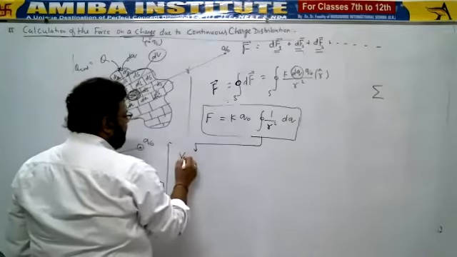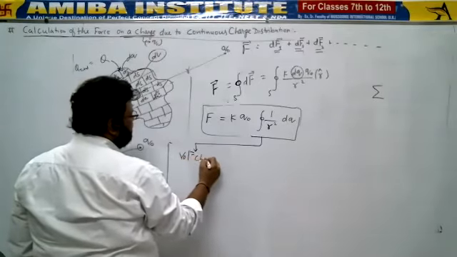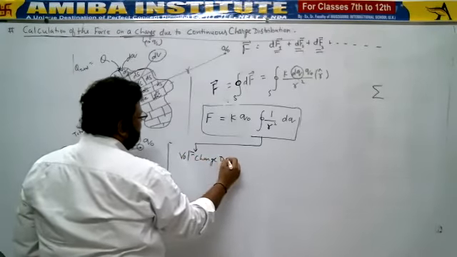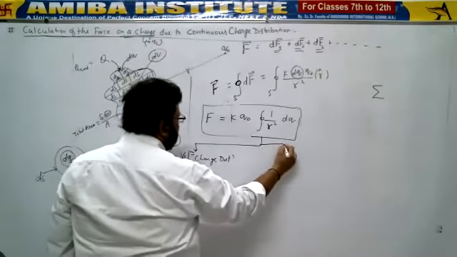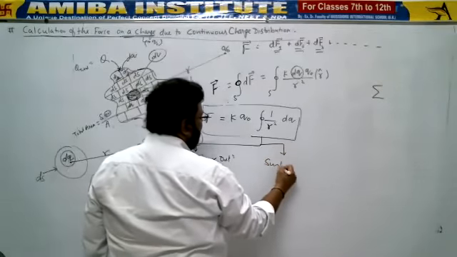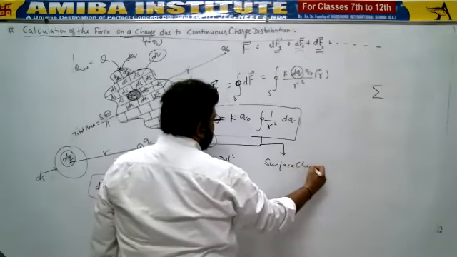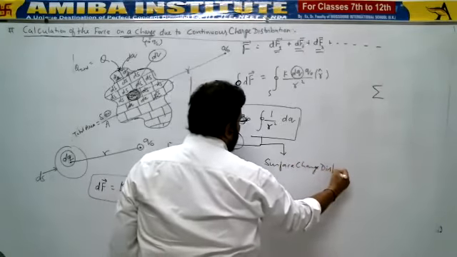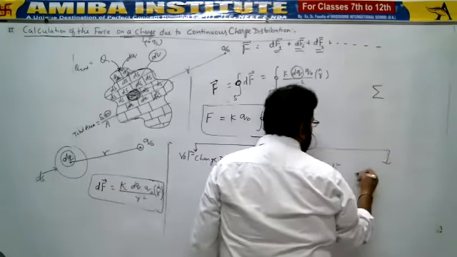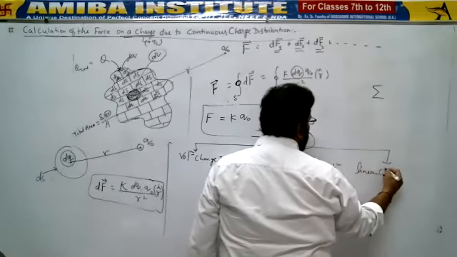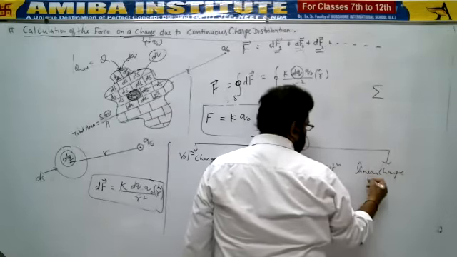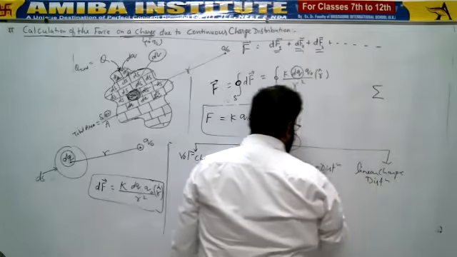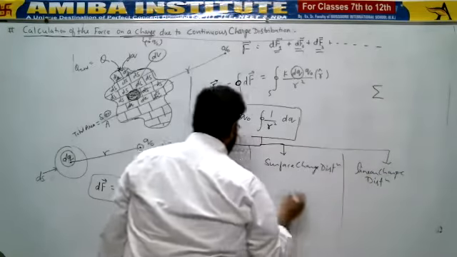Afterwards, things will change for the different distributions. For volume charge distribution, it would be different. For surface charge distribution, it would be different. And for linear charge distribution, it would be different. I'm giving you how we can calculate it.